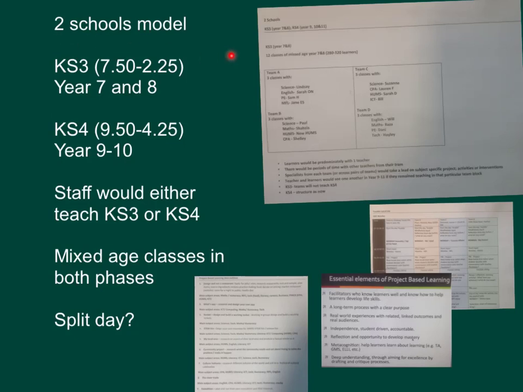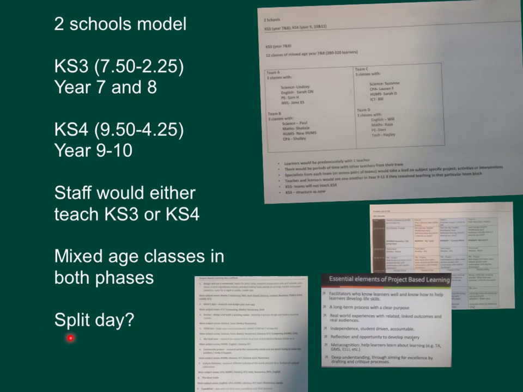Right, this is the two schools model, and the two schools are a Key Stage 3 school for Year 7 and 8 and a Key Stage 4 school for Year 9 and 10. And importantly, staff would either teach at the Key Stage 3 school or at the Key Stage 4 school, but not both within one academic year. There would be a chance to focus for a period of time on a particular key stage at a particular school. What we're suggesting as well is that you've got mixed age classes at both schools.